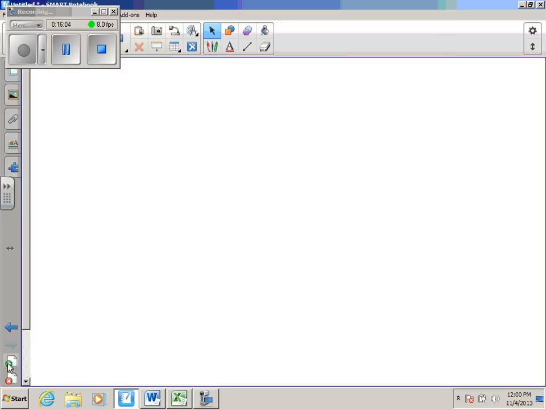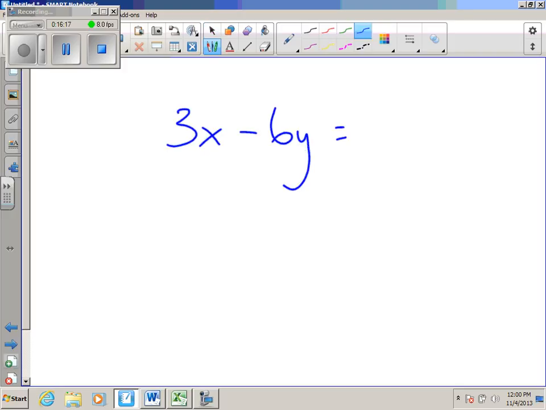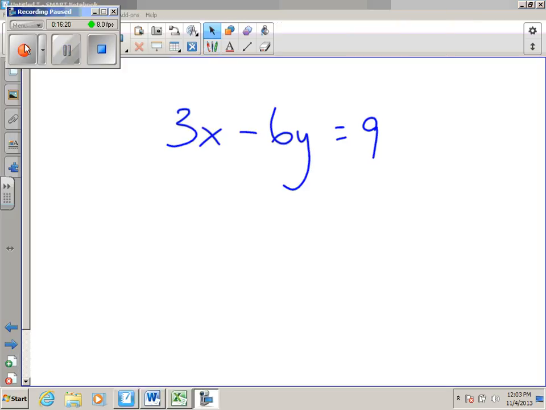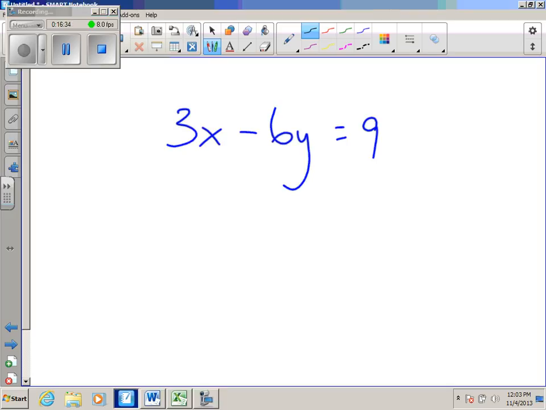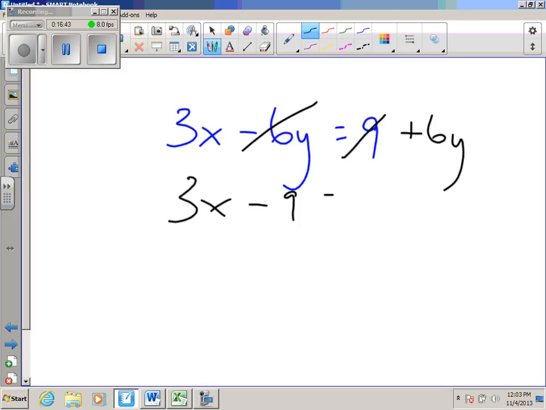Try another one. 3x minus 6y equals 9. All right. Couple options. Kate, what's the best option here? Subtract 3x or add 6y? Wonderful. So 3x, what am I going to do with this positive 9, Kate? Outstanding. Now, divide both sides by.